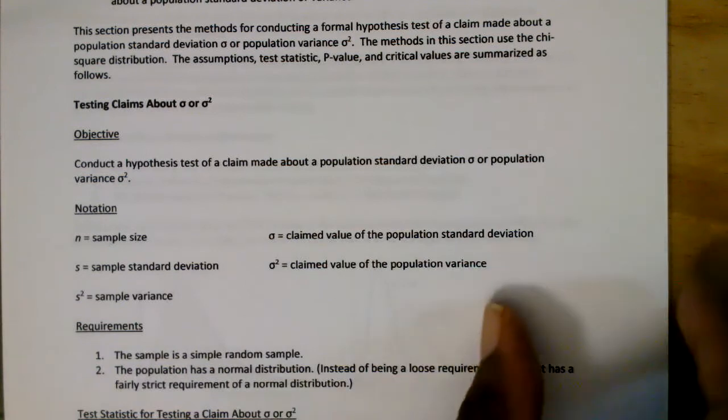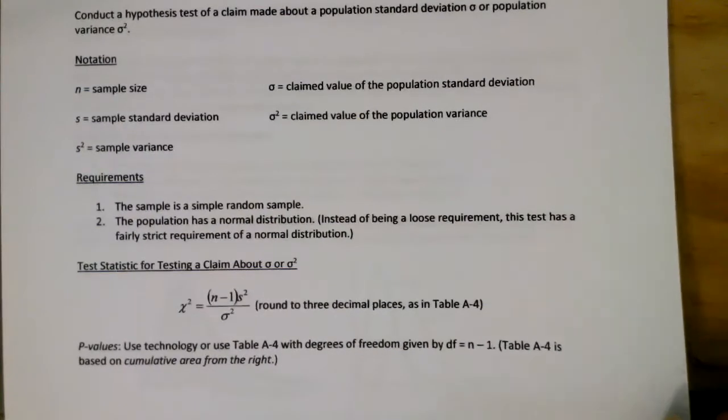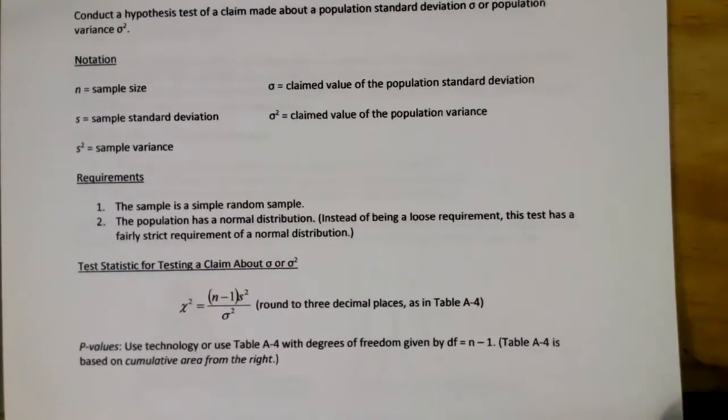Okay, now here's some requirements that you're going to need to know, and there are only two of them. One is that the sample is a simple random sample, meaning that samples of the same size have an equal chance of being selected. And then number two, the population has a normal distribution. Here, instead of being a loose requirement, this test has a very strict requirement of a normal distribution.